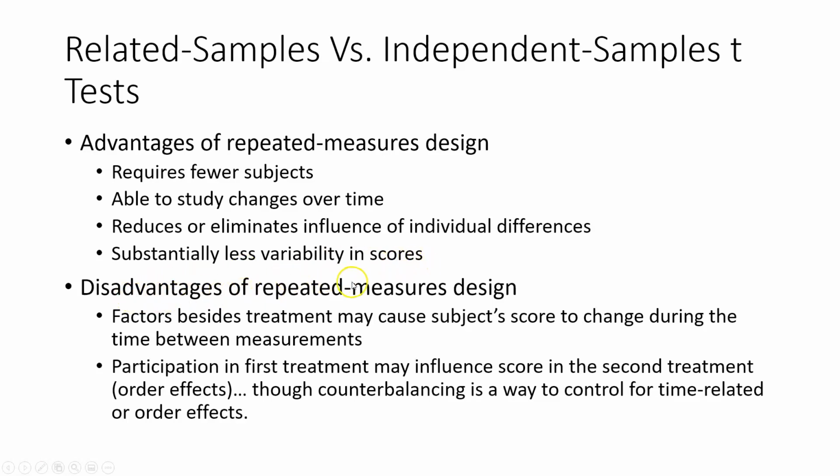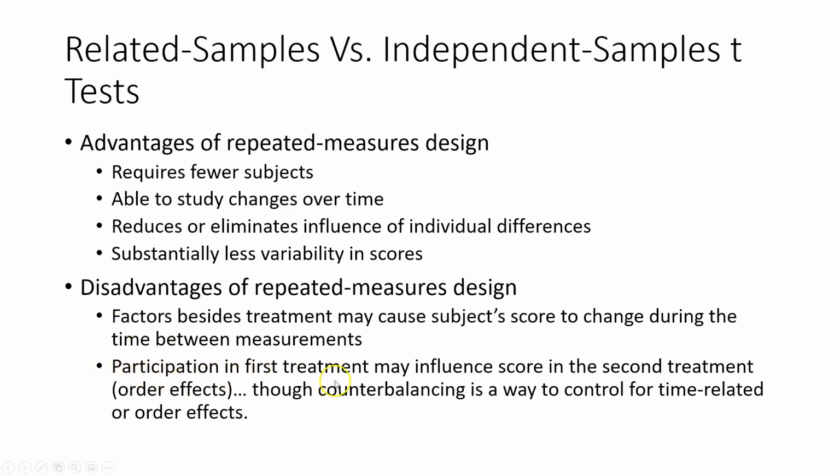There are some disadvantages, though. Factors besides the treatment may be causing subject score to change during the time between measurements. If, for instance, you do a pre-post design, then you have the treatment in the middle of the two scores. The treatment might be the reason for an increase or a decrease. However, some other things might be happening in the lives of the people who are undergoing treatment. And if something else happens in the middle, between the pre and post, that could also have influenced the outcome of your design, and so you're less able to determine causality when you use a pre-post design.